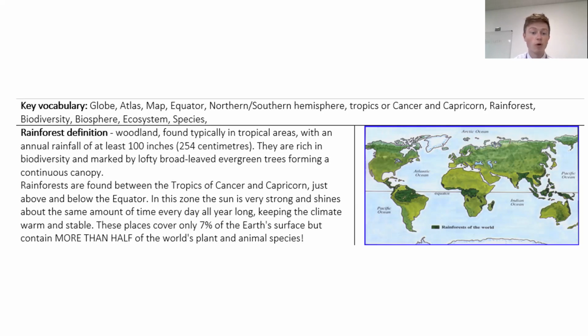So our definition for a rainforest is a woodland found typically in tropical areas with an annual rainfall of at least 100 inches, which is about 254 centimetres. They are rich in biodiversity and marked by lofty, broad-leaved evergreens, forming a continuous canopy.